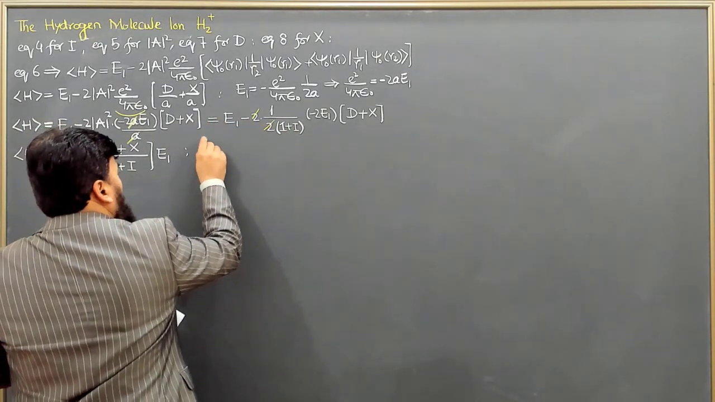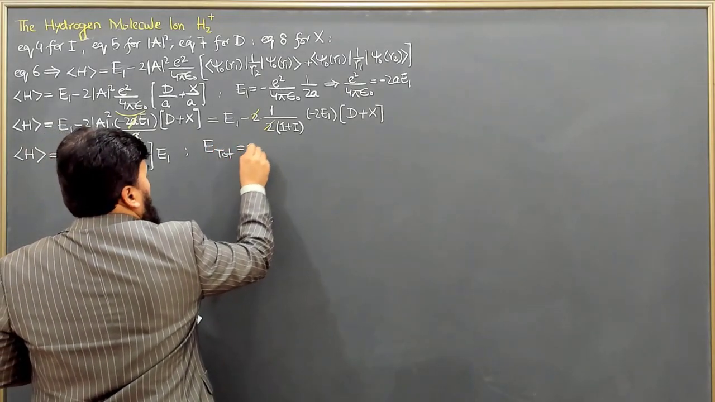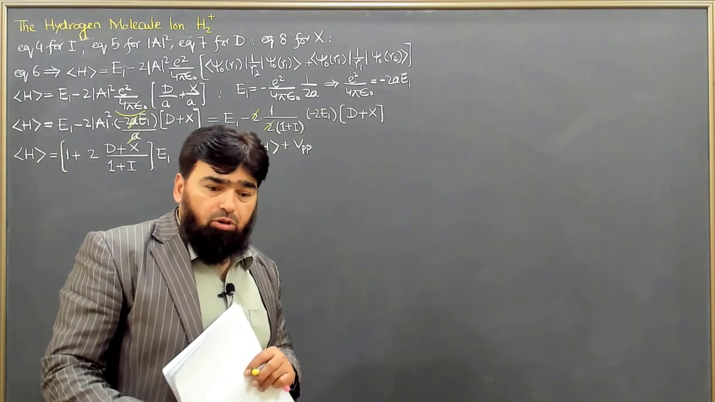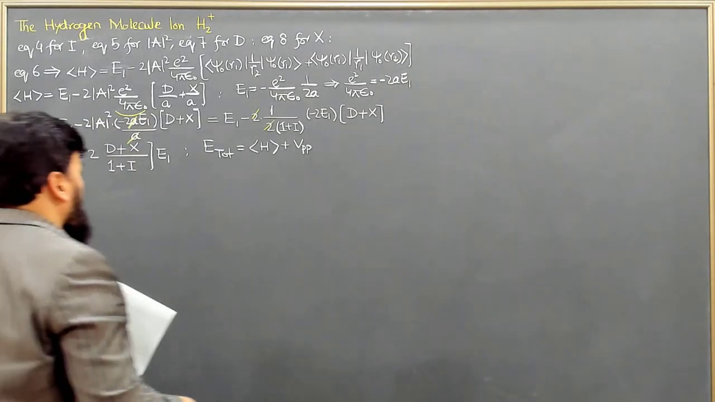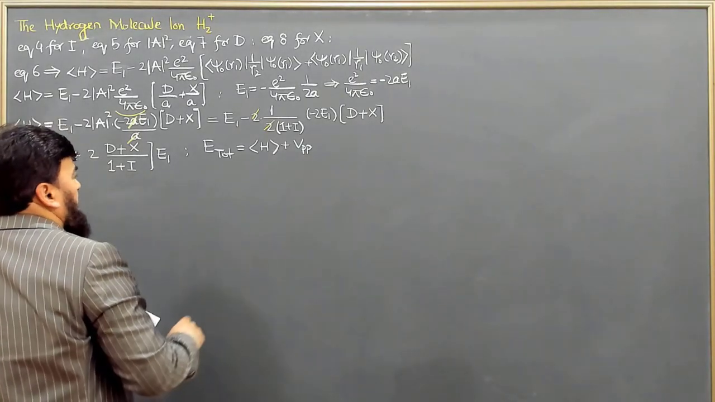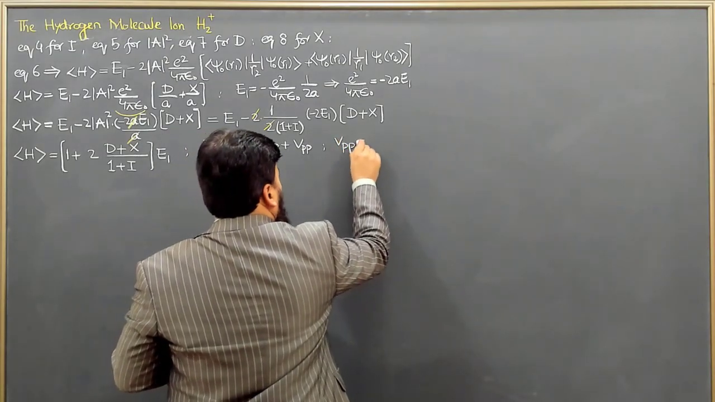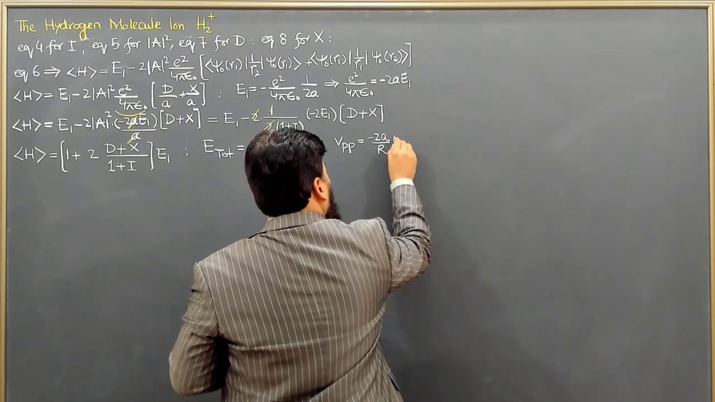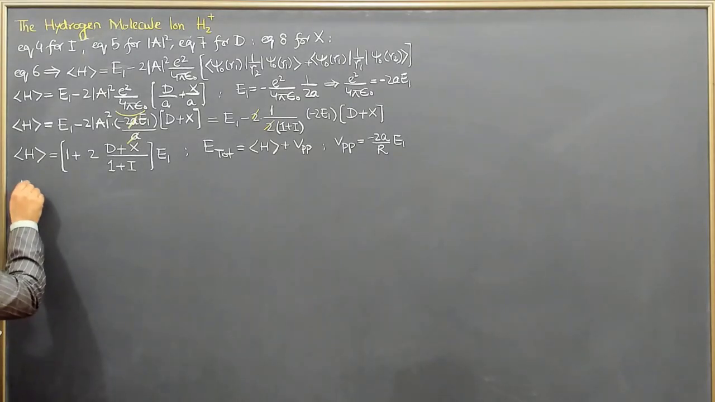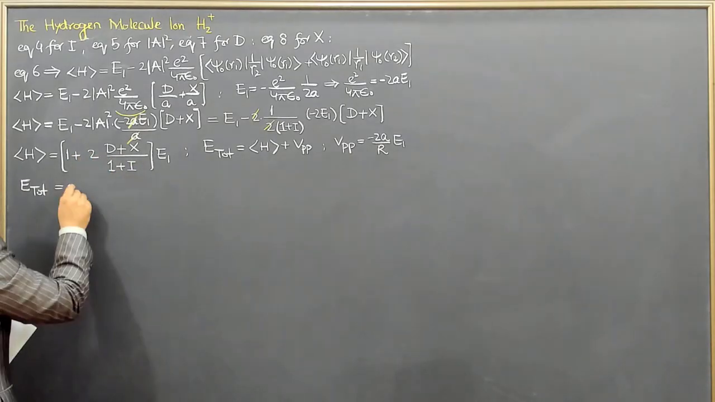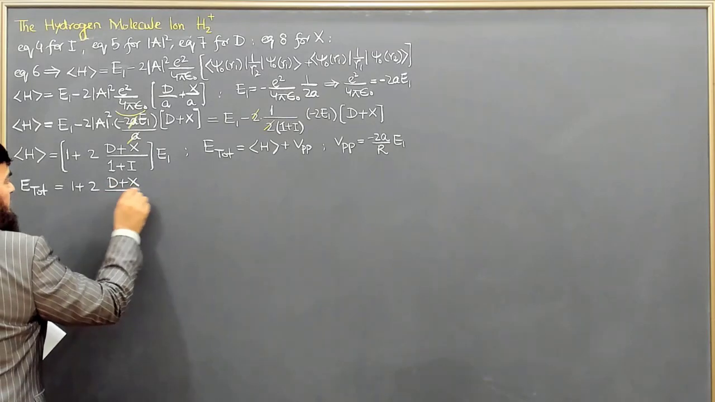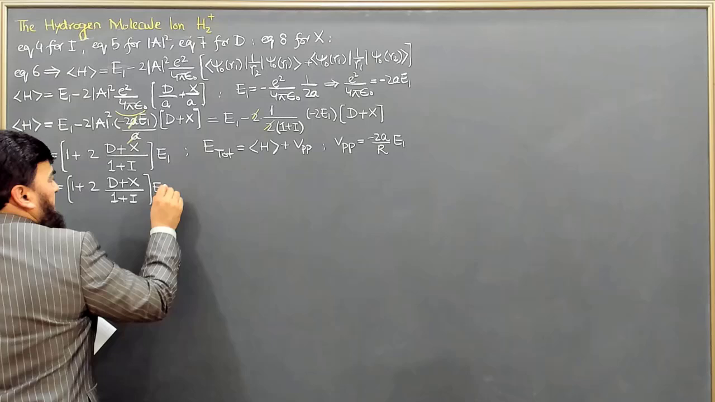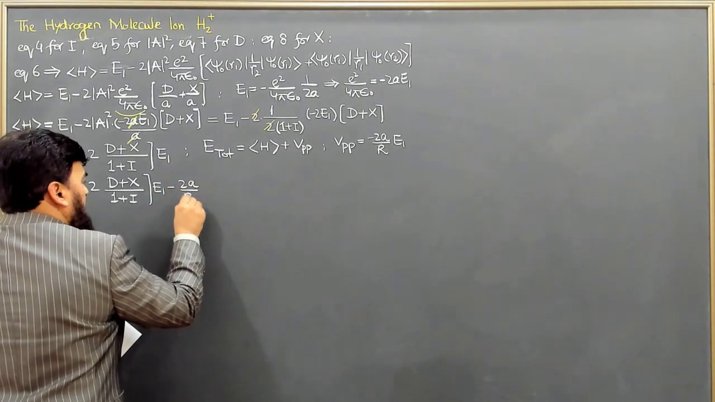Now I know that the total energy, the E total, is basically the Hamiltonian and the VPP, as we have done in the previous part. The proton-proton Coulombic repulsion. So I can add this one to it. You remember from the previous part that VPP in terms of E1 we have written as minus 2A over R and E1. So the E total will be this term 1 plus 2 d plus x over 1 plus I, multiplied with E1, minus 2A over R and E1.